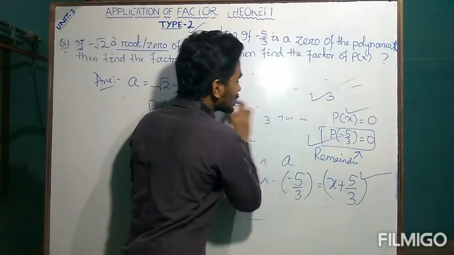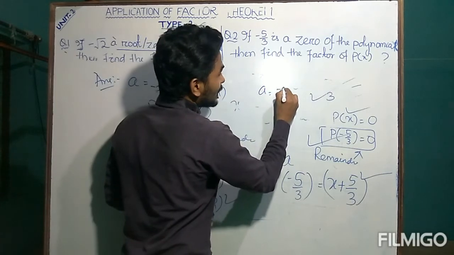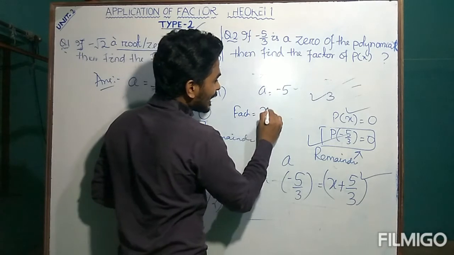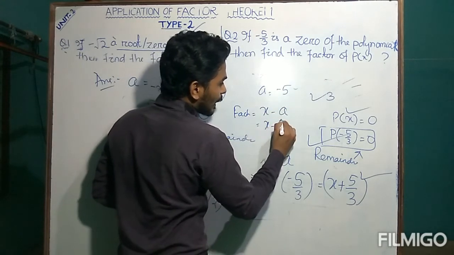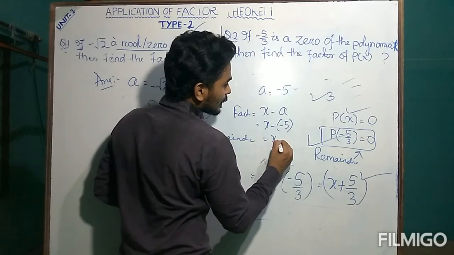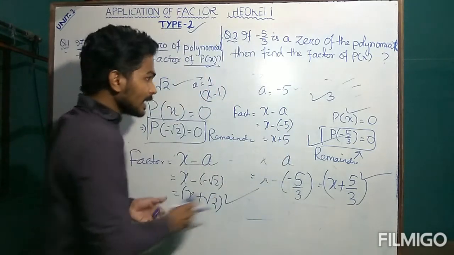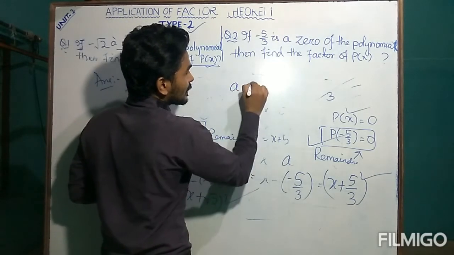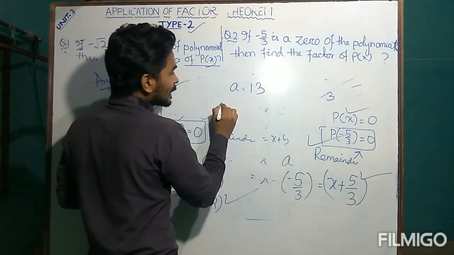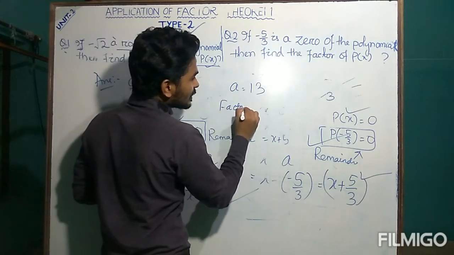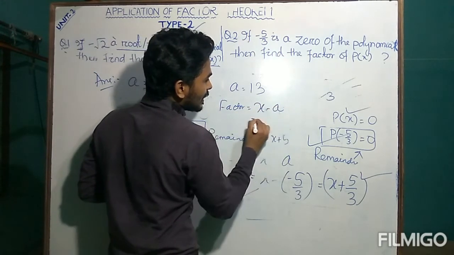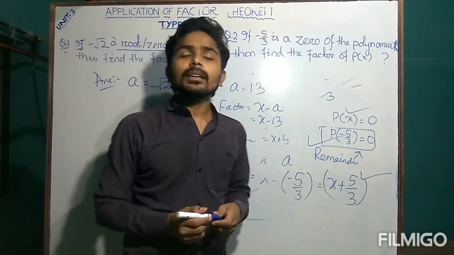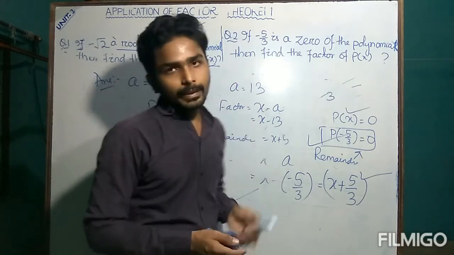Okay, if the root is minus 5, then what is the factor? Then the factor is written as x minus a, that is x minus of minus 5, that is x plus 5. Okay, if the root is 13, then what is the factor? Then the factor is written as x minus a, that is x minus 13. Okay, so if the root is given, then we can calculate the value of the factor.